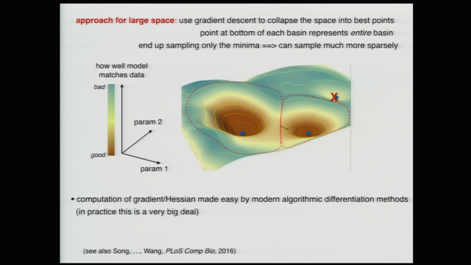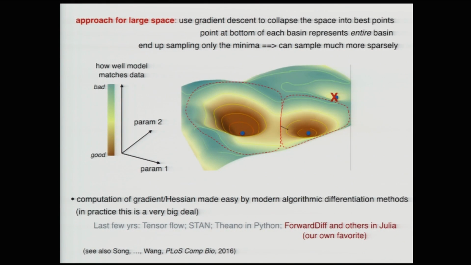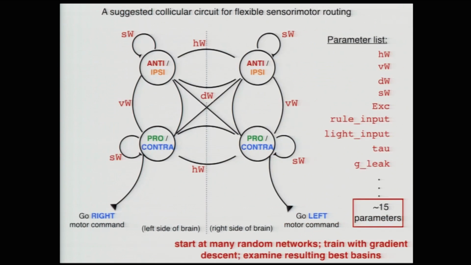And in practice, that means that our ability to rapidly cook up a network and try it out has become much, much easier to do. So now this is something that we can really do. And there are many tools that do this algorithmic differentiation now. We happen to like a particular tool in the language Julia, but there are many other versions that people use.